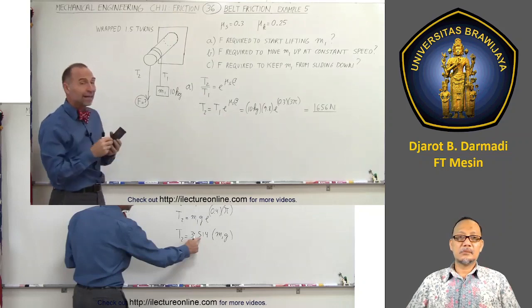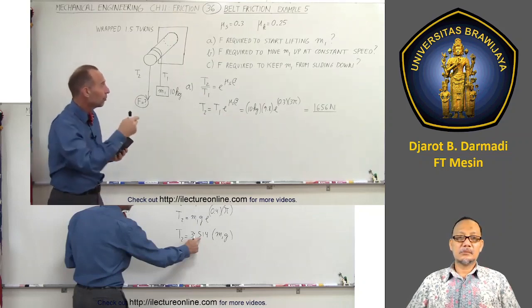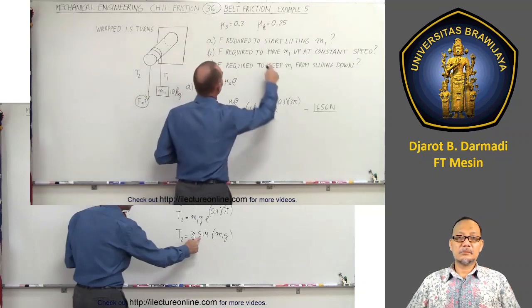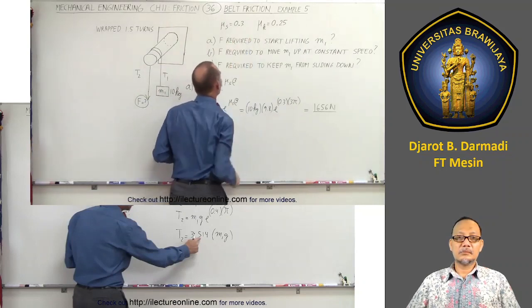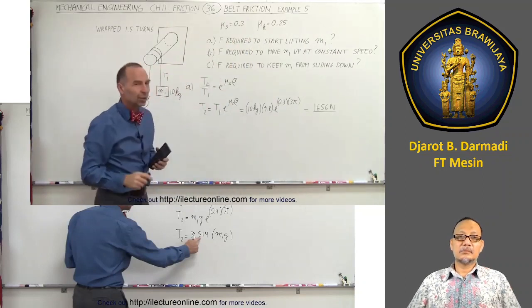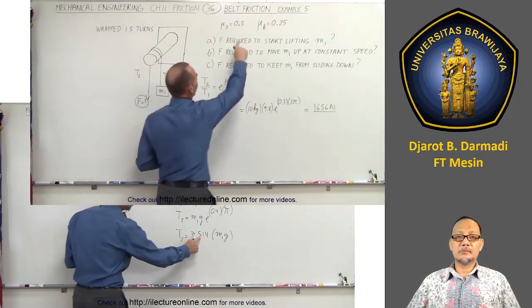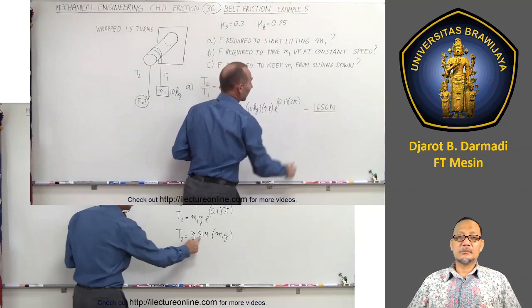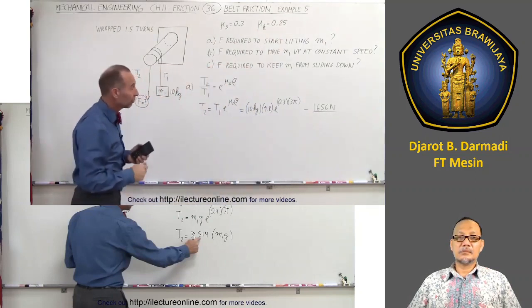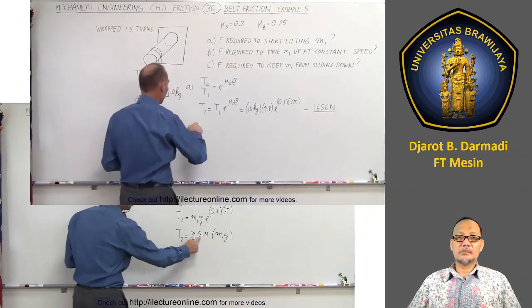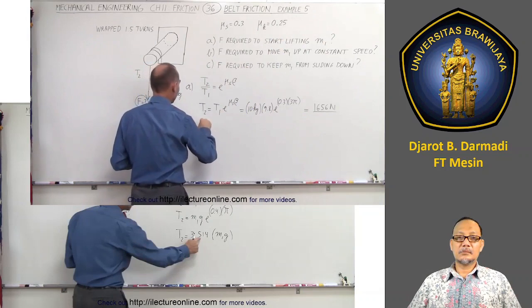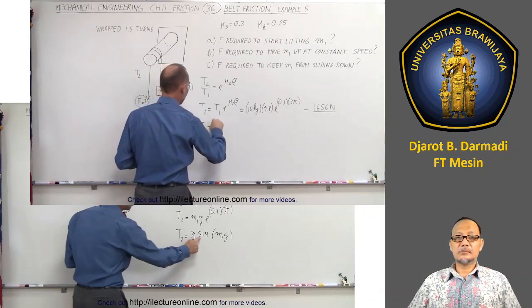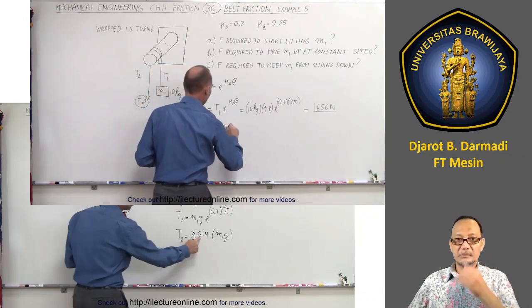Now let's see what it would take to keep M1 moving upwards once we've exceeded the force required to overcome the coefficient of static friction. You would think that since there's such a small difference between the static coefficient of friction and the kinetic coefficient of friction, it wouldn't drop by that much. But let's find out. So for part B, we have T2 is equal to T1 times e to the mu sub k.